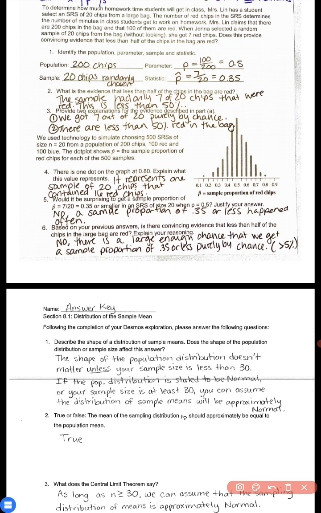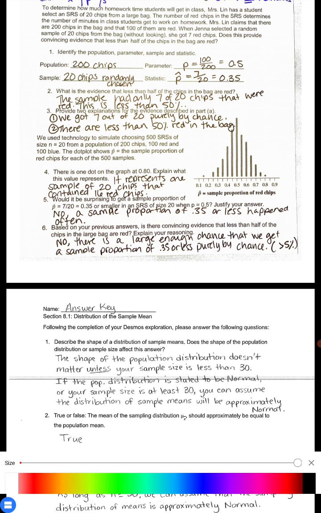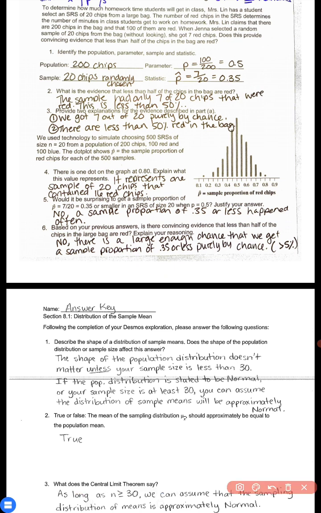Well, at this point, we would use some technology to simulate a sampling distribution. What we did here was we used technology to simulate 500 different samples of size 20. You would input that into the computer, and it's going to spit out a dot plot right here. What we're looking at is if there were actually 100 red chips in that bag.